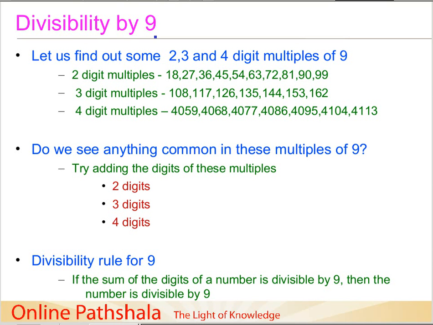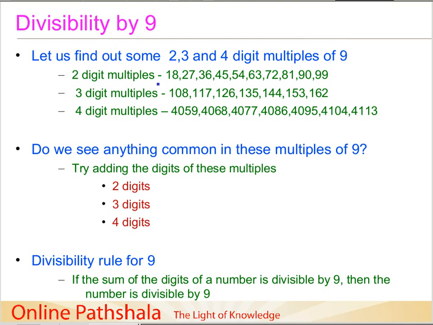Okay, so in this session, we continue our discussion on the divisibility tests, and we'll be discussing divisibility tests for the numbers 9 and 11 in this session. In order to do that, let us find out some 2, 3 and 4 digit multiples of 9. I have already done them here just so that we can move on faster.